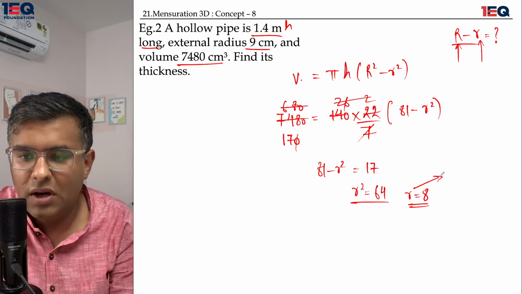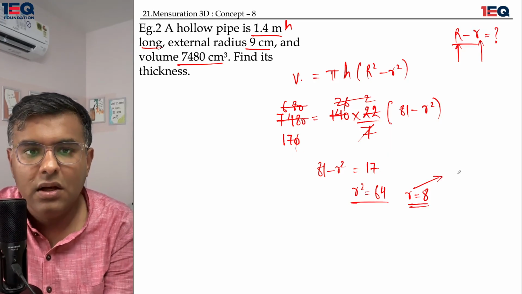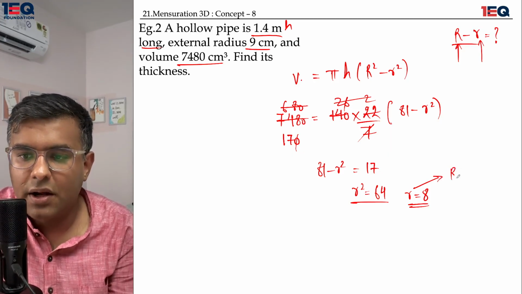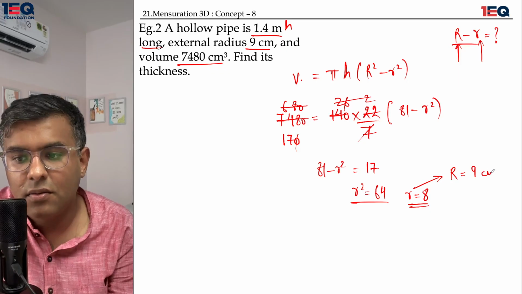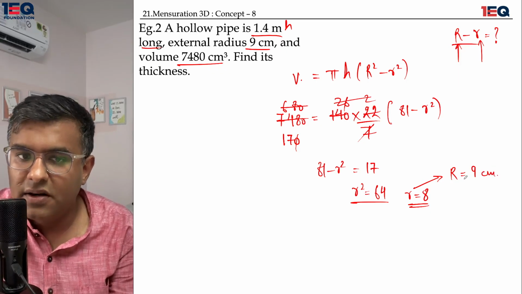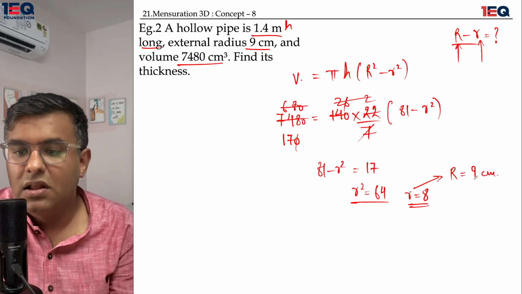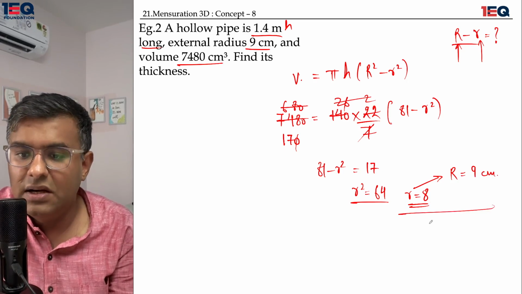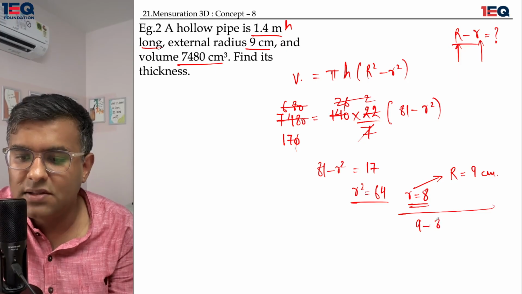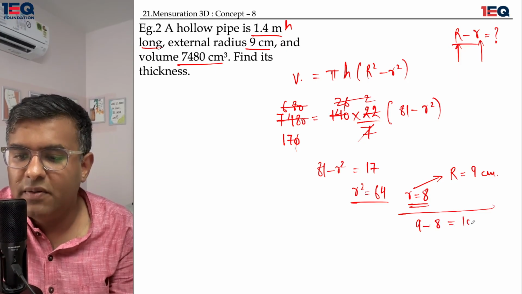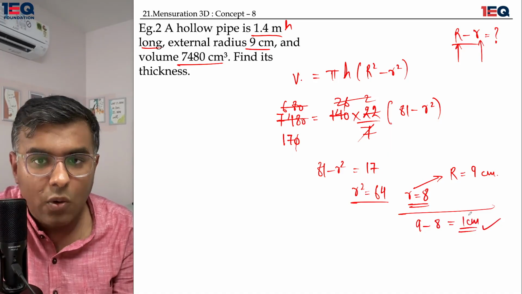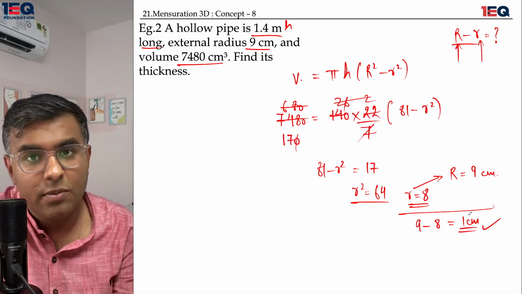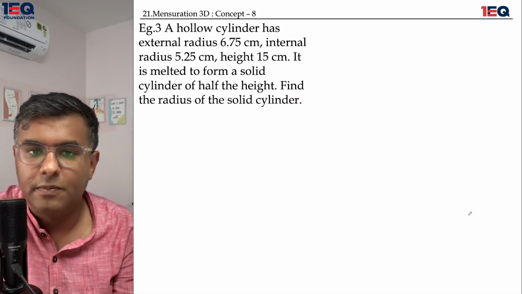Once the value of small r is 8, then the value of capital R has already been given as 9 centimeters. Okay, we have the external radius, we have the internal radius. The value of the external radius minus the internal radius is going to be my answer. So 9 minus 8 is going to be 1 centimeter, and this is going to be my answer. Okay, I hope that's enough. Let's move ahead.